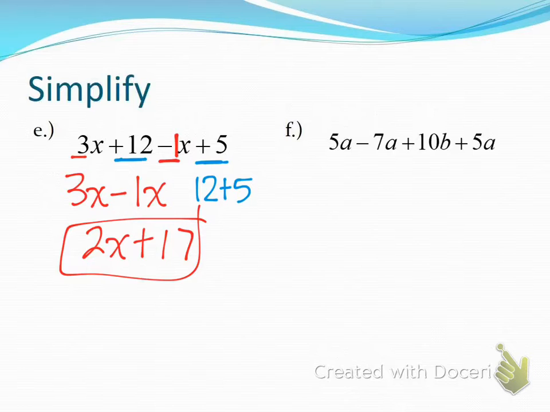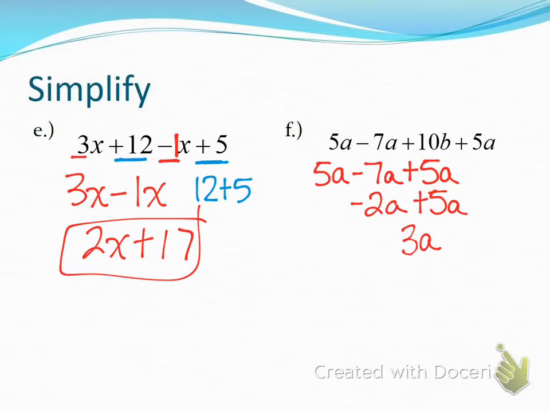For the A's, how many A terms do we have? 3 of them. So we have to take 5A minus 7A, and then on the end there we've got a plus 5A. Okay, so if we're going in order from left to right, 5 minus 7 would give me what? -2, and then we add 5 to that, and we get 3. So that's where the 3A comes from. And of course the plus 10B just has to come down to our answer.